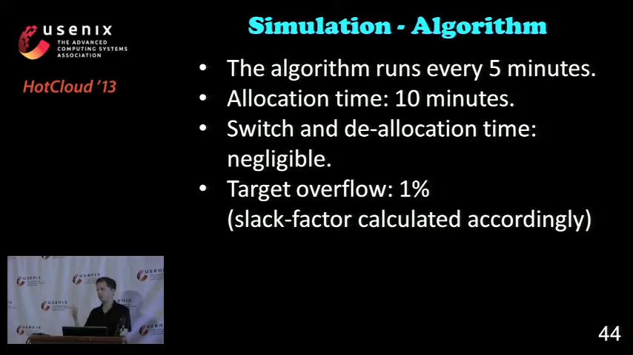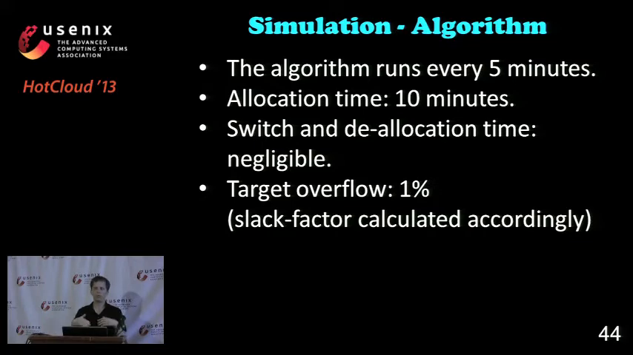Now, the algorithm just described runs every 5 minutes. We assume allocation time is 10 minutes. We have to assume something. Switching and deallocation, so clearing a machine, time is negligible. And this is a key point now. We choose a target overflow. So the maximum ratio of workload that we allow the simulation to spill over, to not be able to respond to.